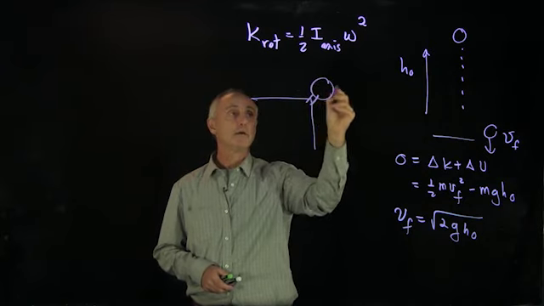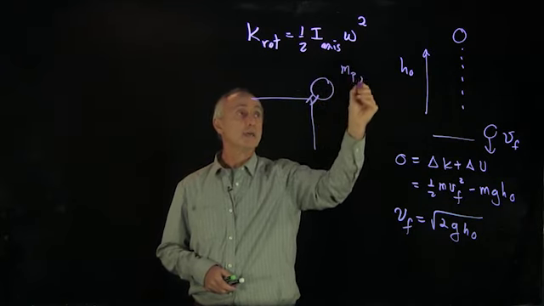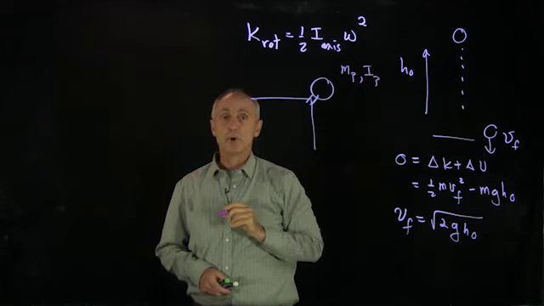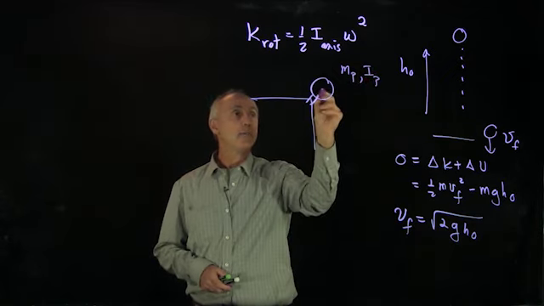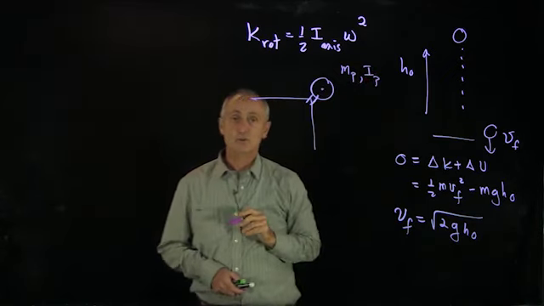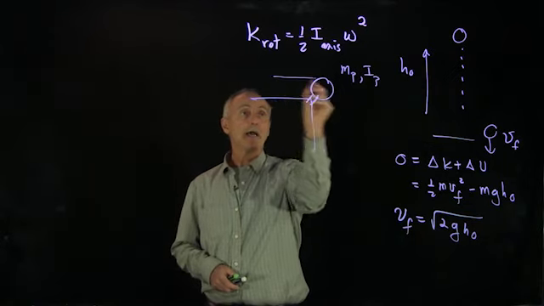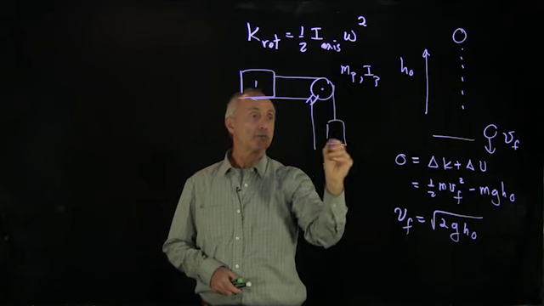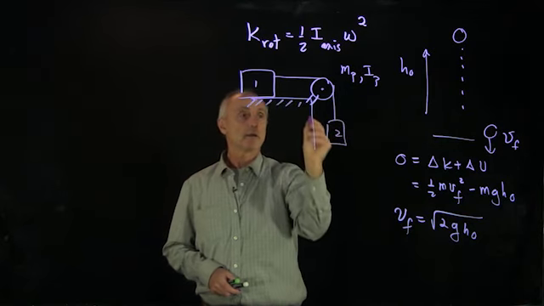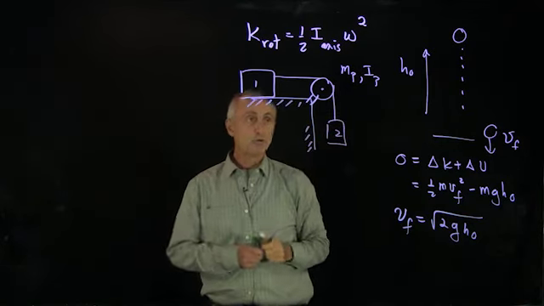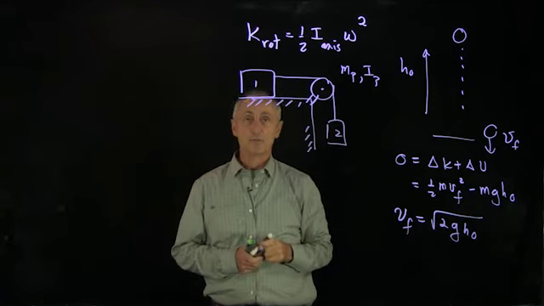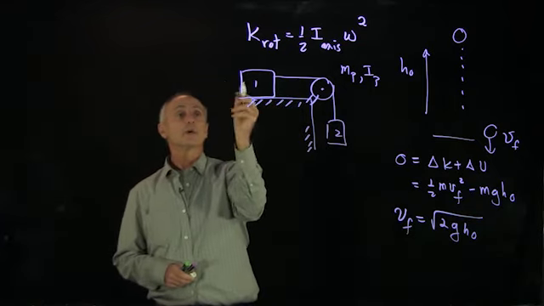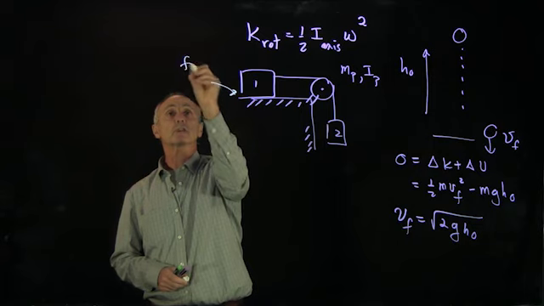Suppose we have a pulley. Now our pulley has a mass m_p, and we'll say it has a moment of inertia of the pulley about the fixed axis passing through the center of the pulley. And we have a mass 1 and another block 2. And let's suppose that we release this system, and for the moment, let's make this surface frictionless.